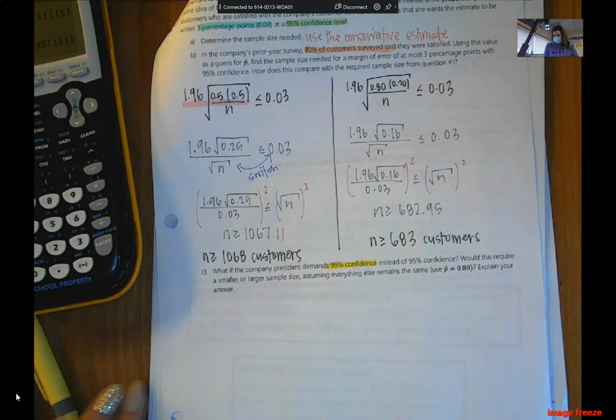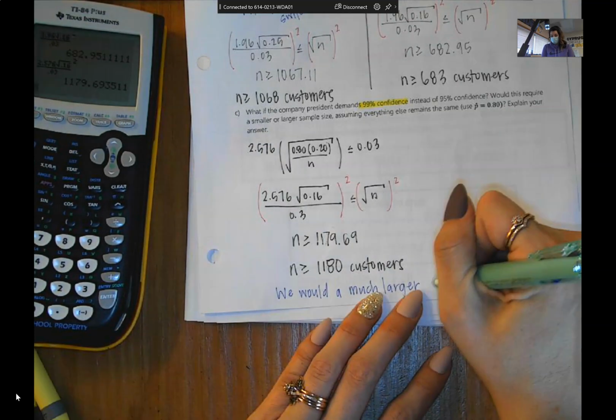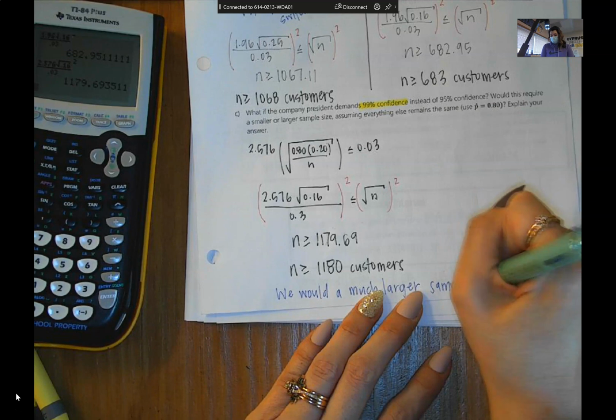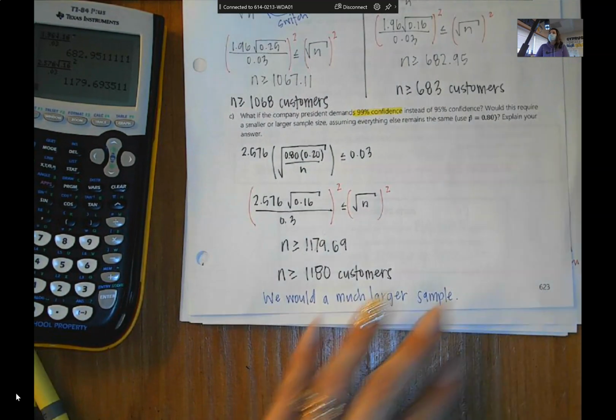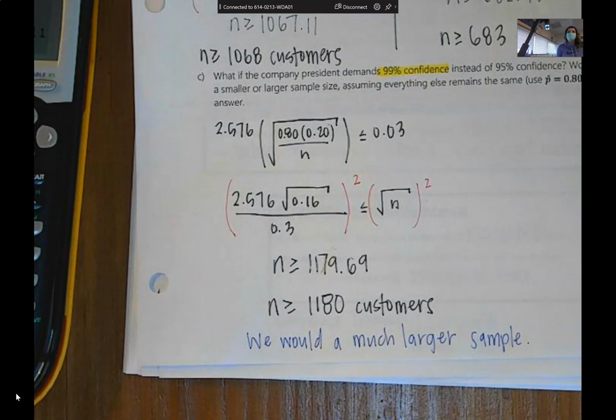So I got 1,180 customers, which means we would need a much larger sample if we increase our confidence level, which would make sense to me. If we want to be more confident, then it makes sense to me we would need to look at more customers, because the more information you have, the better.